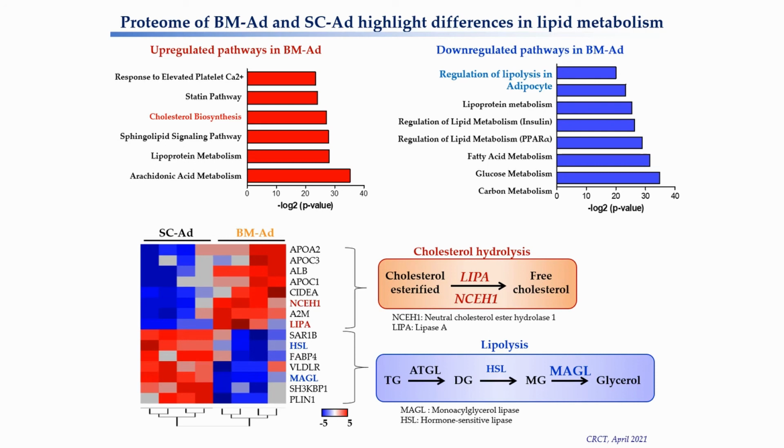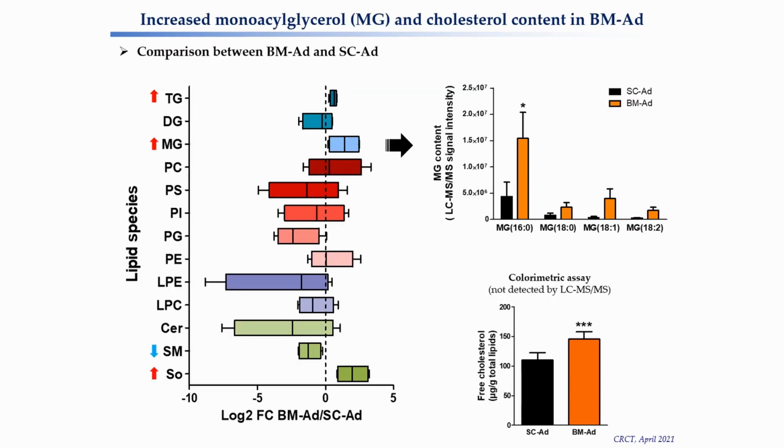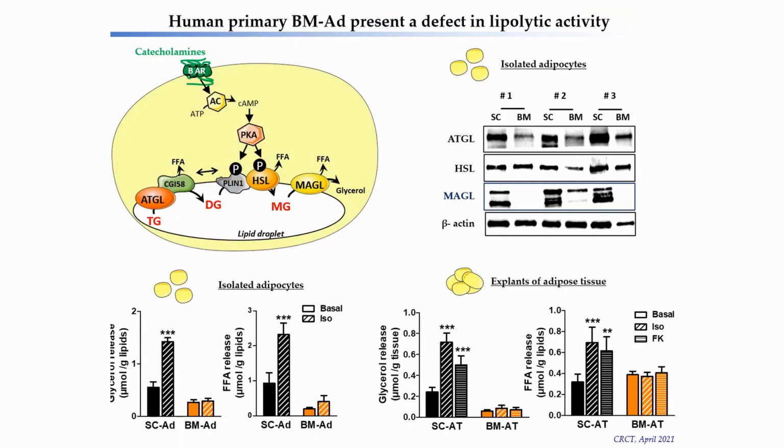And we also found an increase in cholesterol hydrolysis, with increased expression of enzymes such as lipase, which is involved in cholesterol hydrolysis. And when we performed unsupervised lipidomic analysis, we found that there was an increase in monoacylglycerol in bone marrow adipocytes as compared to subcutaneous adipose tissue, as you can see here on that slide. We also found an increase in free cholesterol level in bone marrow adipocytes in comparison to subcutaneous adipocytes.